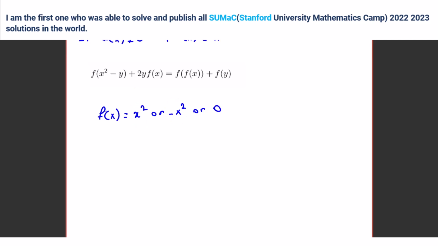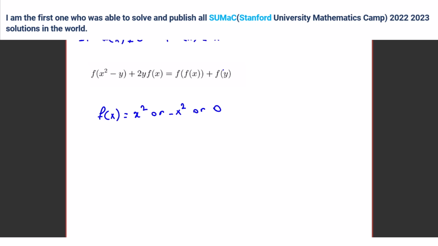You should reject this. You should say, for example, if for one non-zero value f of x is x squared, for all non-zero values f of x should be x squared. So we can have only this, or only this. Okay?